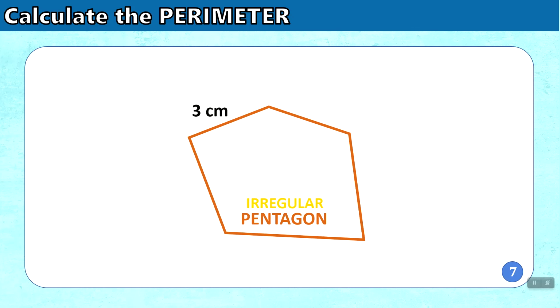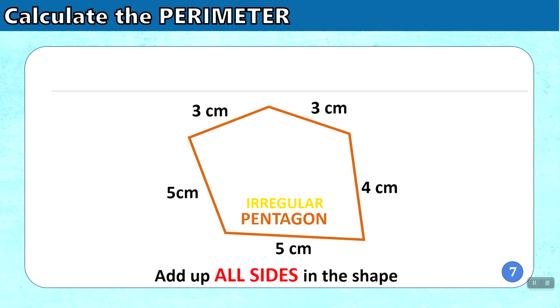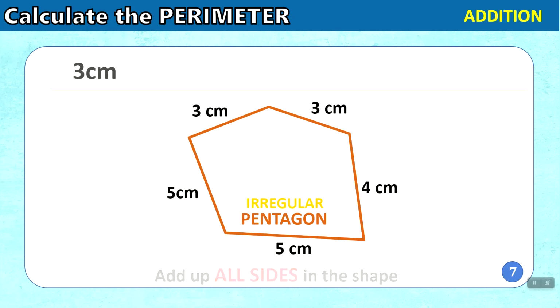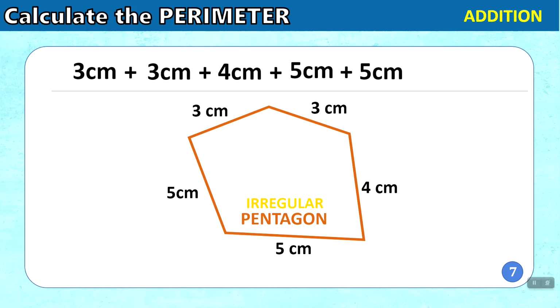And so if this is 3 centimeters, this also is 3 centimeters, but this one is 4 centimeters, this is 5, and this is 5. But to find the perimeter, we still add up all of the sides. 3 plus 3 plus 4 plus 5 gives us 20 centimeters. So the perimeter of this irregular pentagon is 20 centimeters.